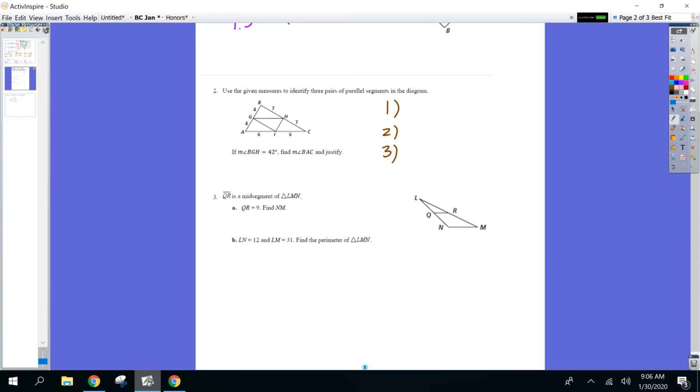Okay. Again, here we go. Now we're progressing. How do I know there's midpoints on this diagram? G splits it into 4 and 4, 7 and 7, 6 and 6. Everyone see why I need midsegments? Go ahead. Identify 3 parallel segments, and you got a second part here. BGH is 42. What's BAC and Y?